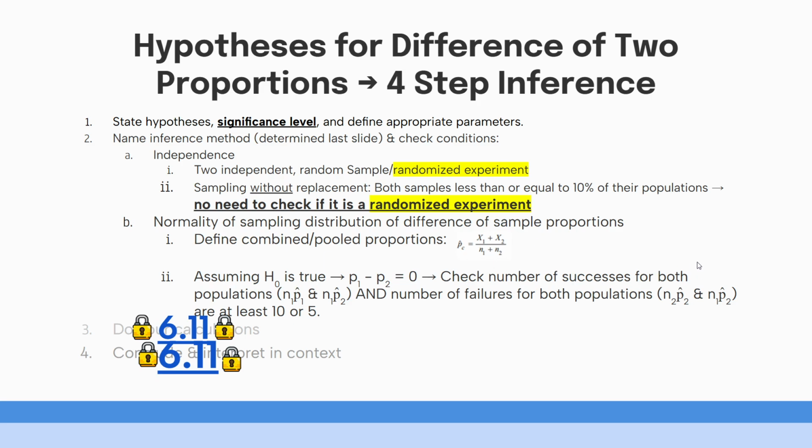And when you're checking for successes in both population proportions, you first check that the first sample size times your combined proportion, and your second sample size times your combined proportion, in addition to the number of failures, which will simply be your first sample size times 1 minus your combined proportion, and then the same thing with your second sample size. But all of those things have to be at least 10 or 5, and that's the large counts condition.